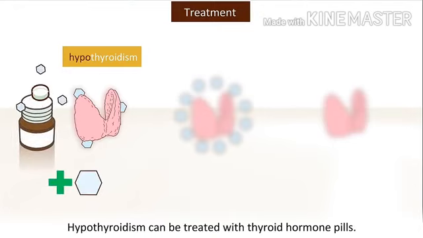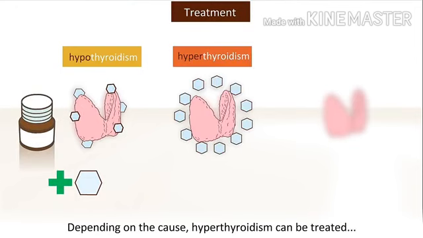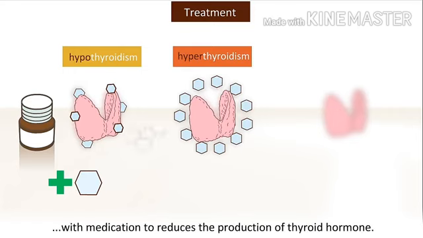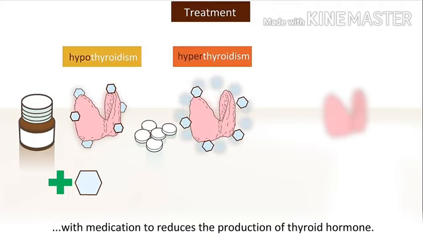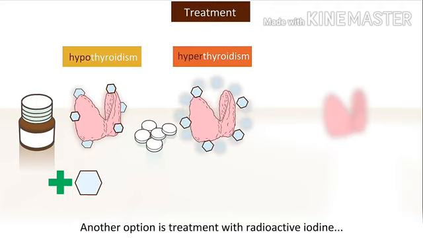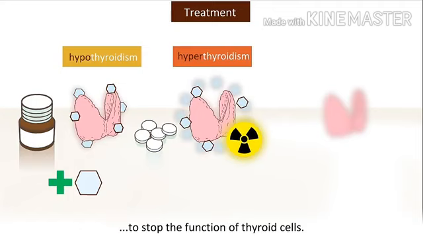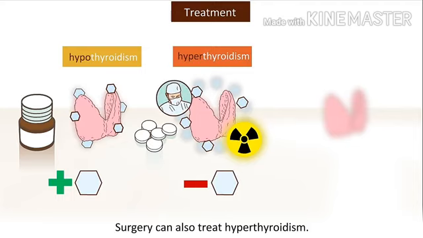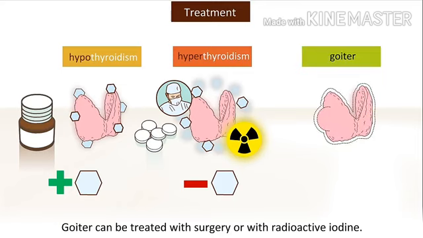Hypothyroidism can be treated with thyroid hormone pills. Depending on the cause, hyperthyroidism can be treated with medication to reduce the production of thyroid hormone. Another option is treatment with radioactive iodine to stop the function of thyroid cells. Surgery can also treat hyperthyroidism. Goiter can be treated with surgery or with radioactive iodine.